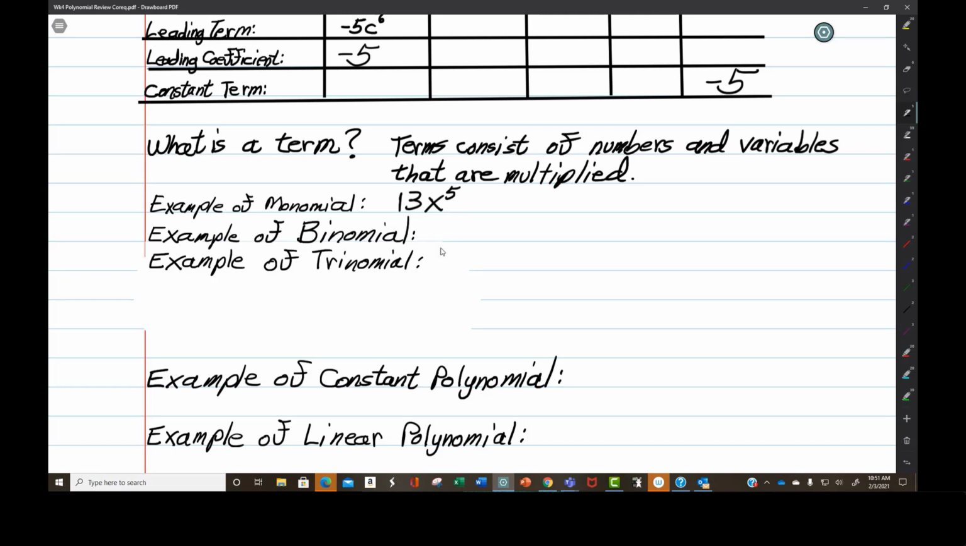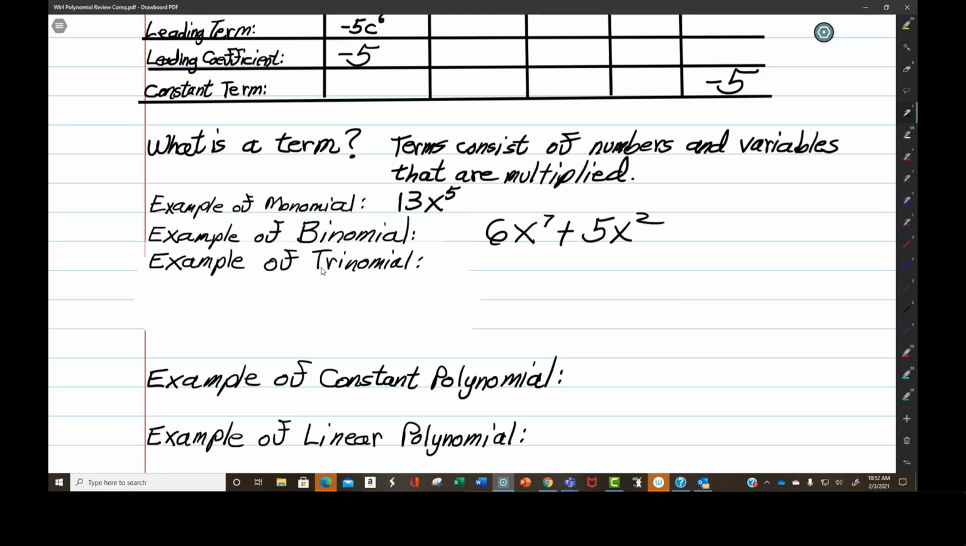A binomial is something like 6x to the 7th power plus 4x squared. Or I don't want you to think it's just even numbers, so I'm going to get rid of that 4 and make it a 3 or a 5. How about that? That's a binomial. We're going to be doing lots with binomials.